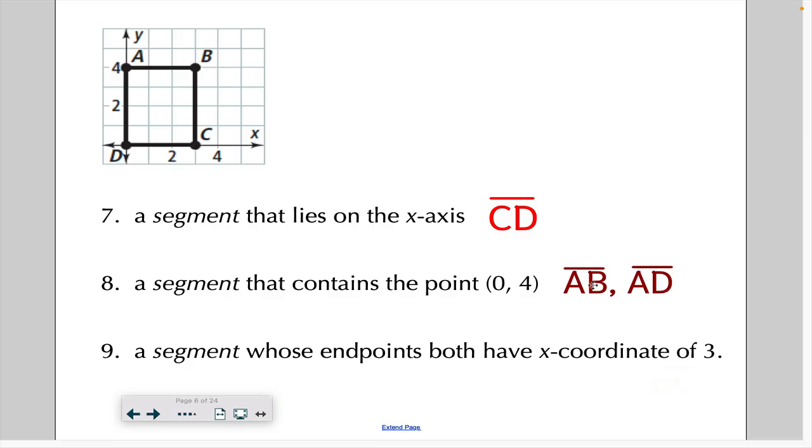A segment whose endpoints both have an x-coordinate of 3. Jazzy. EC is your only answer to that one, because they need both endpoints to have an x-coordinate of 3. These do. This has 1. This has 1. They need both to have an x-coordinate of 3. PC's only option. Okay, cool.